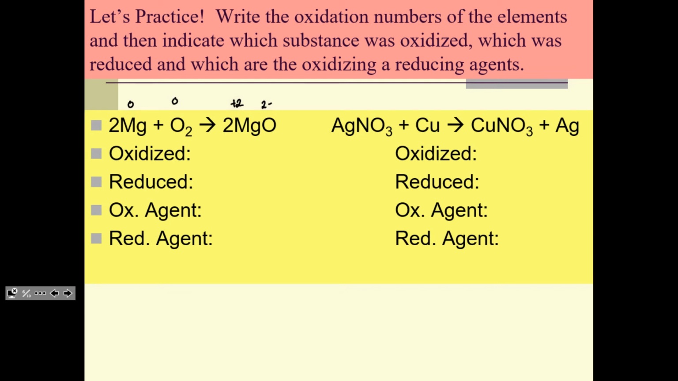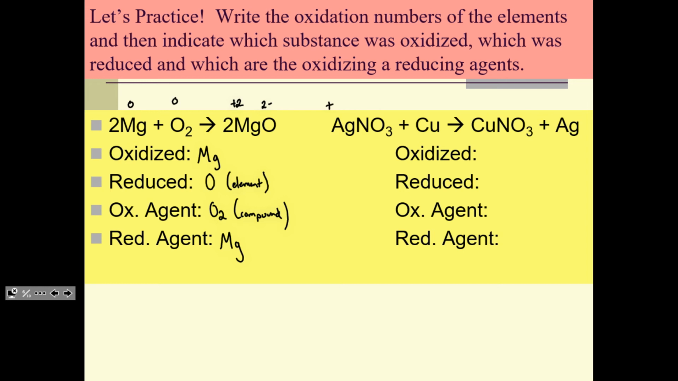So magnesium went from 0 to +2. To do that, it had to lose electrons, 2 of them. So magnesium has been oxidized, which means the reducing agent is magnesium. Oxygen goes from a 0 to a 2-. It picked up electrons. So the element oxygen has been reduced, which means O2, the whole compound, is the oxidizing agent. Next example.